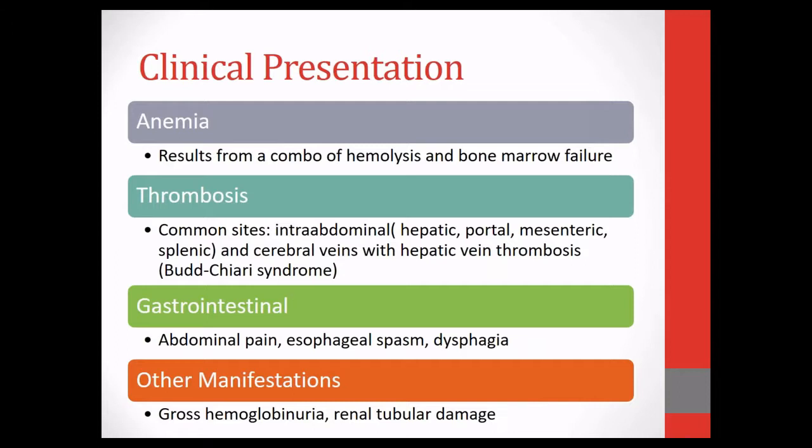The clinical presentation of PNH includes anemia, and this can result from a combination of the hemolysis and bone marrow failure that occurs. There's also thrombosis, or blood clots, and the common sites include intra-abdominal, so we can get blood clots in our hepatic, portal, mesenteric, or splenic veins, as well as cerebral veins, with hepatic vein thrombosis. We can also have GI symptoms such as abdominal pain, esophageal spasm, and dysphagia, or difficulty swallowing. Other manifestations include gross hemoglobinuria, or hemoglobin in our urine, as well as kidney damage.